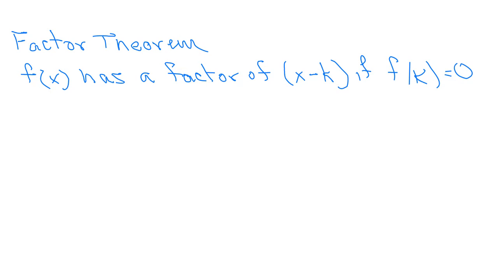And you knew this, whether you actually had it stated as the factor theorem before, you've actually used this. And your instructor may have put "if and only if" right in here. And what that means is, not only is this true the way it's written, but it's also true if f of k equals 0, then you know that it has a factor of x minus k.